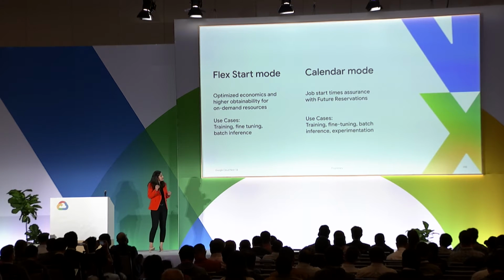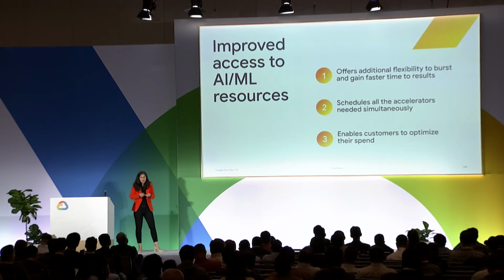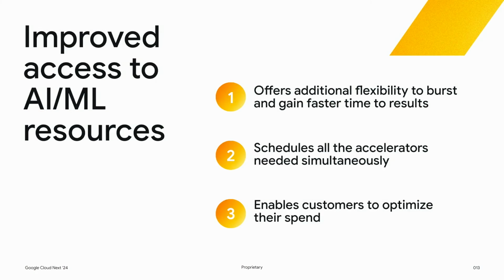Now let's go and see what these 2 modes have in common. Both DWS modes offer improved access to AI and ML resources. Both help your teams burst up to hundreds of GPUs to start your workloads quicker and run faster than ever before. Your teams will focus less on getting the resources and focus more on getting the results on their experiments and their training runs.